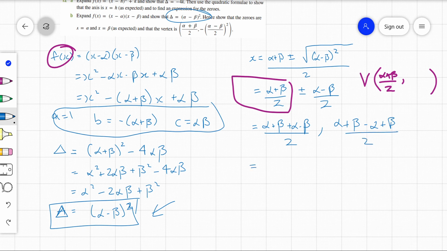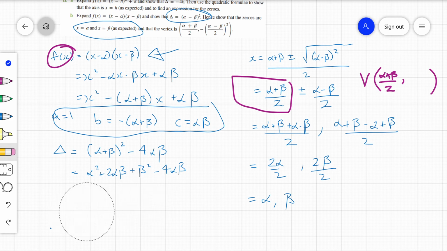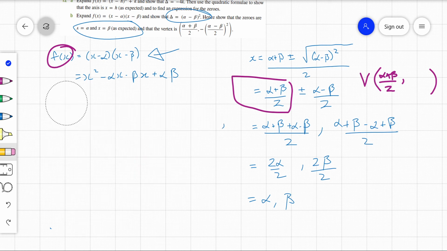So what do I get there? 2 alphas on 2, and here I get 2 betas on 2, because the other bit cancels out, the alphas cancel out. So the roots are going to be both alpha and beta there, as expected from this form. So we know the roots are alpha and beta, so we expected that. That's all good.